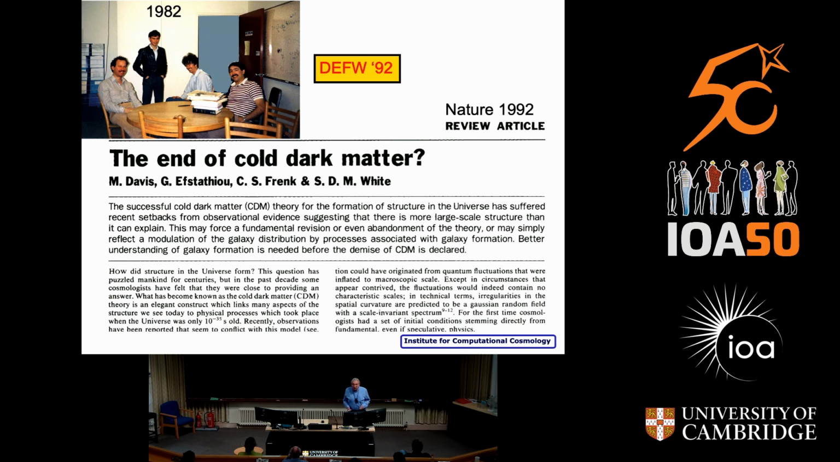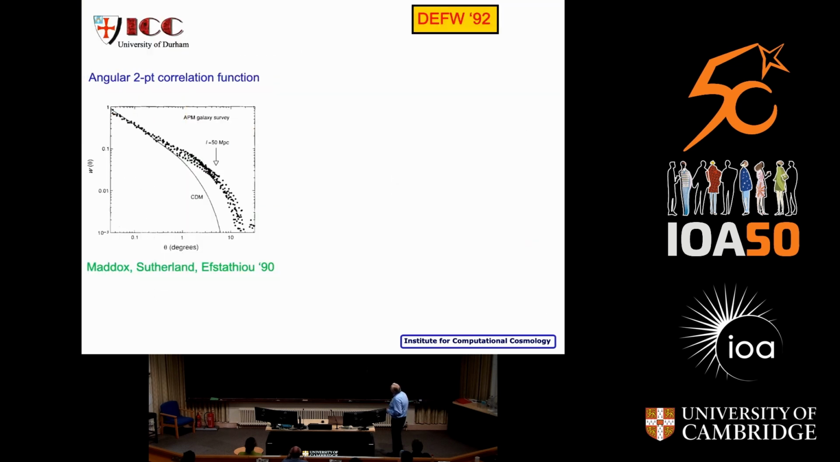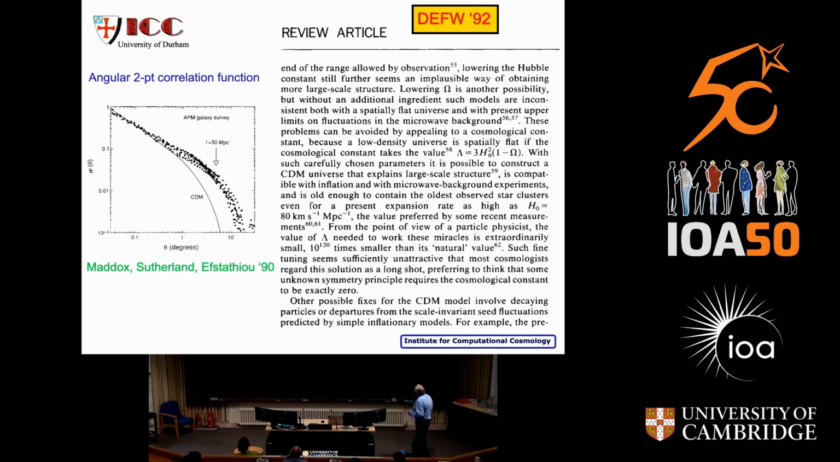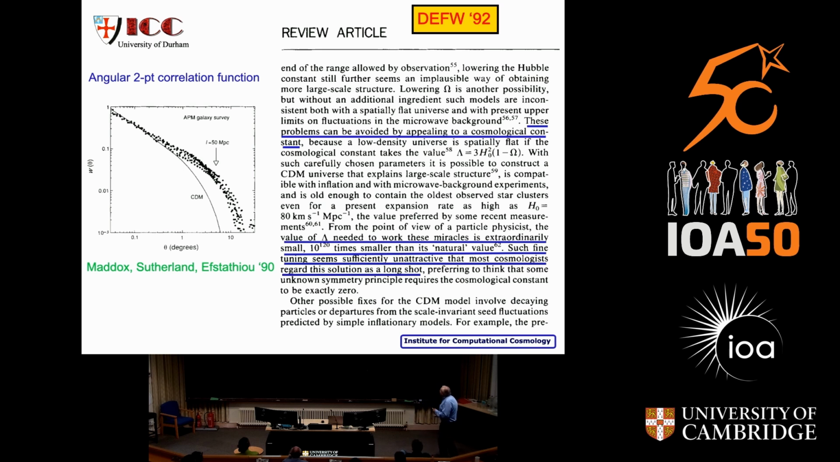So now I'll just remind George that the last paper that the DFW collaboration wrote, which used to be called the Gang of Four, in 1992, wrote a paper called The End of CDM already 40 years ago. It was really a discussion of the APM clustering studies and other things. And we said, and George signed up to this, these problems can be avoided by appealing to a cosmological constant. But the value of lambda needed to work these miracles is extraordinarily small, 10 to 120 times smaller than its natural value. Such fine tuning seems sufficiently unattractive that most cosmologists regard this solution as a long shot.